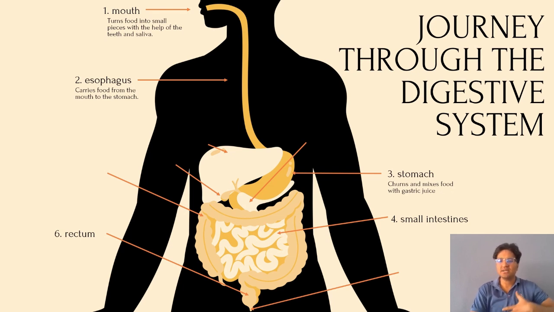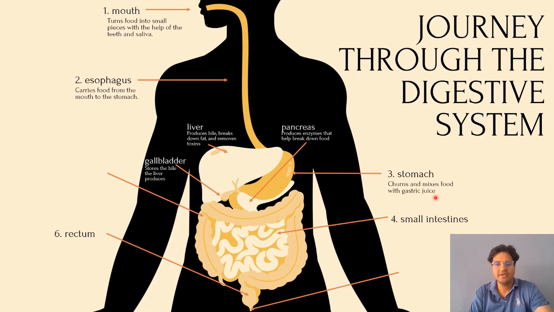The third is the stomach. As you can see, the stomach churns and mixes food with gastric juice. What is gastric juice? That is HCl, hydrochloric acid. After the stomach, we have other parts like the pancreas, liver, and gallbladder. The pancreas produces enzymes that help break down the food. The liver produces bile juice, which breaks down fat and removes toxins. The gallbladder stores the bile the liver produces.